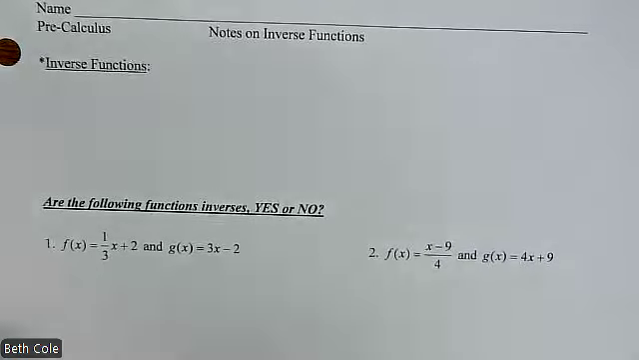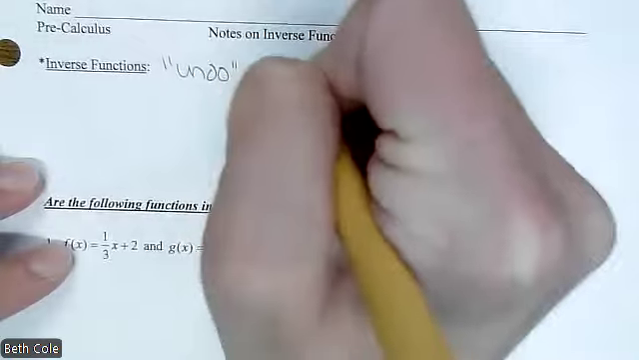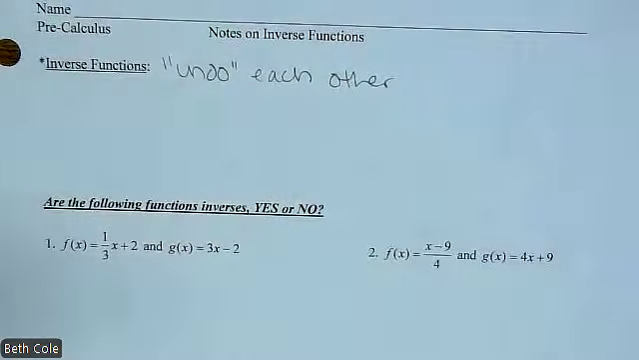So inverse functions undo each other. That is the purpose of them. Like I did one thing, now I want to undo it. So they undo each other. The words inverse, reciprocal, and opposite get thrown around a lot, those three words, as though they are interchangeable. They're not, okay? Two inverse functions undo each other.